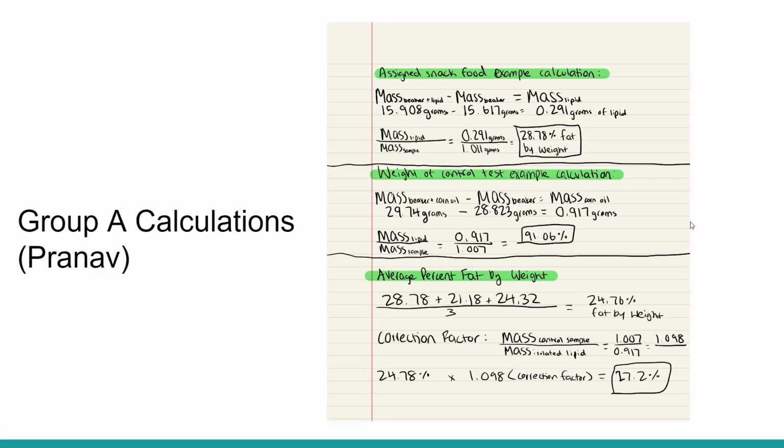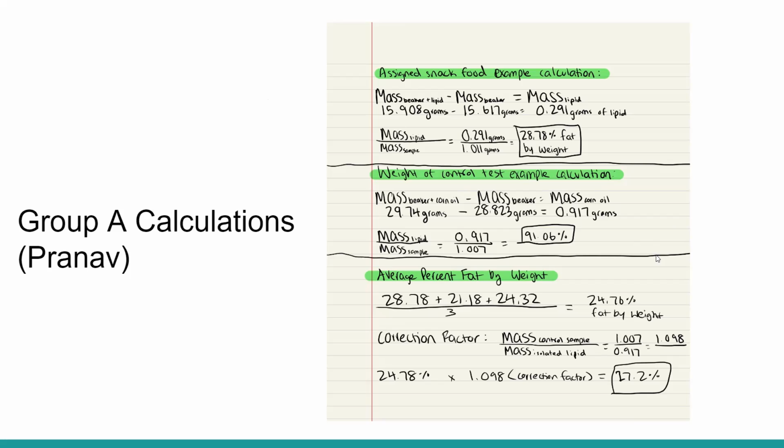For the weight of the control test sample, we did the exact same thing as in the beginning. We subtracted the mass of the beaker from the beaker and the lipid to get the mass of the lipid. We divided that value by the mass of the sample and got 91.06%.